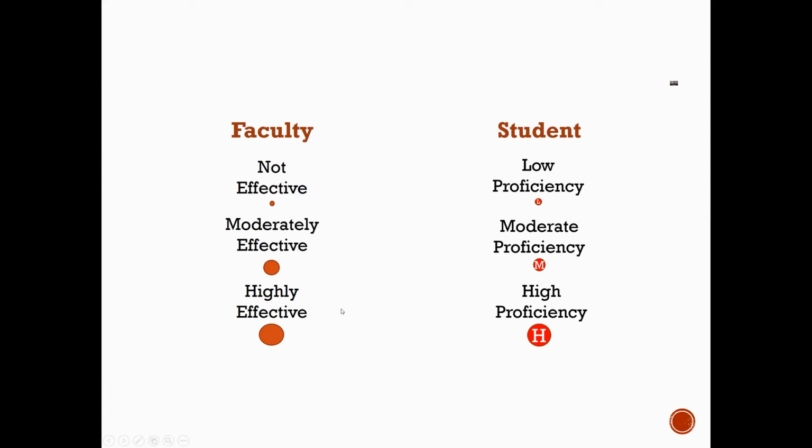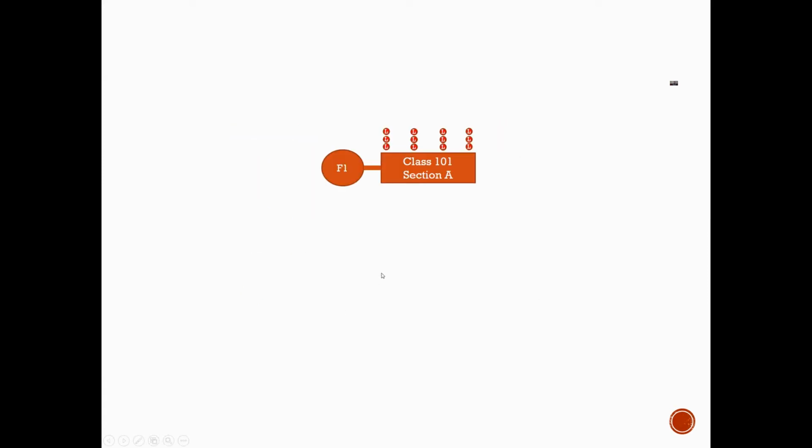Let's move on to our first situation. So we have this faculty member 1. Notice that her circle is big, so she's really good at teaching writing. And we have these 12 students who are all low proficiency in writing, about ready to go into her class. So let's see what happens. These students go into the class, they receive this really good intervention, and they come out and they have moderate proficiency in writing. That's really great.